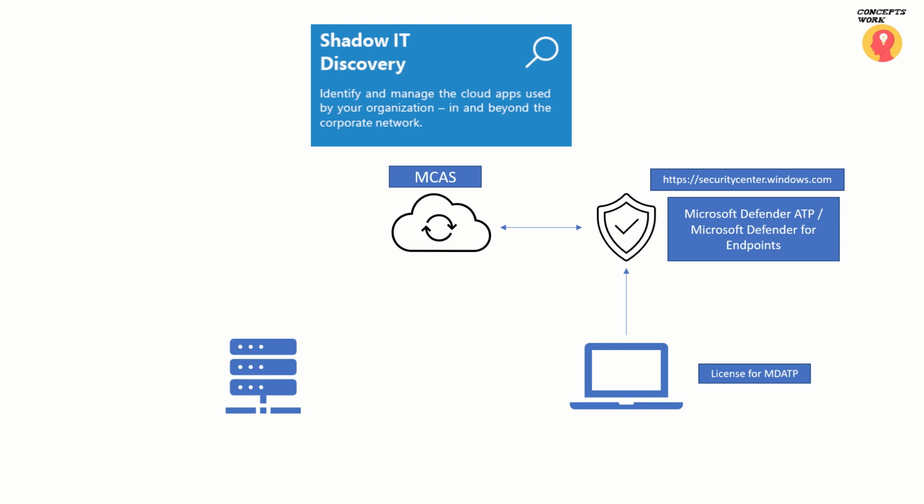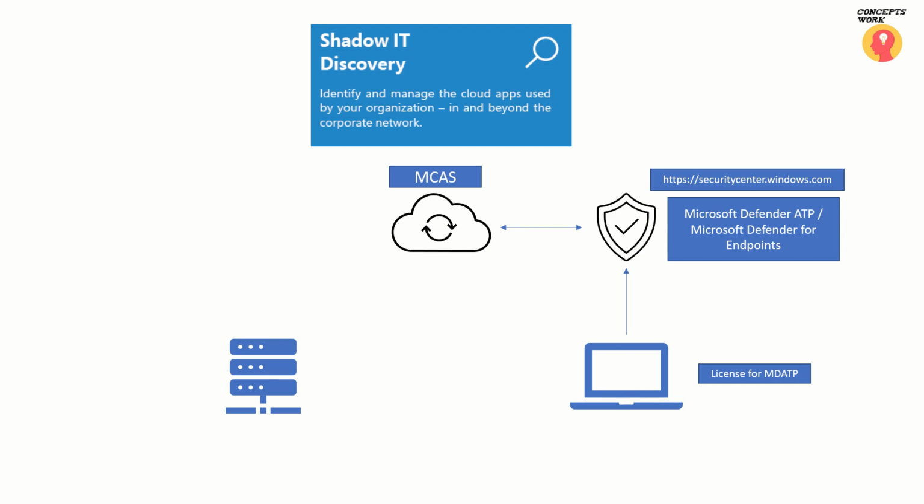Okay, and then all the signals which are related to cloud app discovery, or the kind of applications which are accessed on that particular endpoint, are shared between MDATP and MCAS. In this way MCAS can help you to get more visibility in terms of what is happening on the device. Okay. Now, this is something which I would like to show in my console itself.